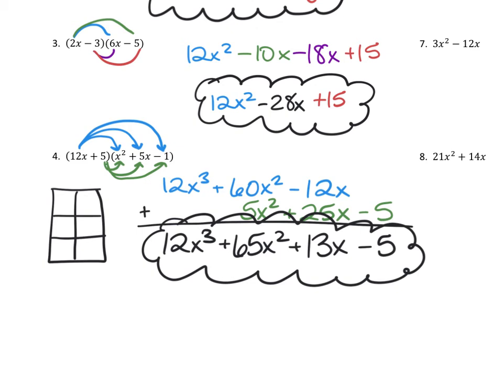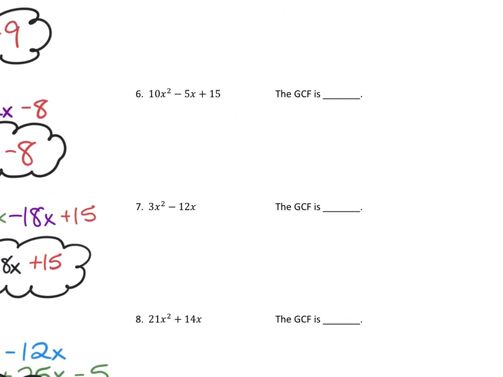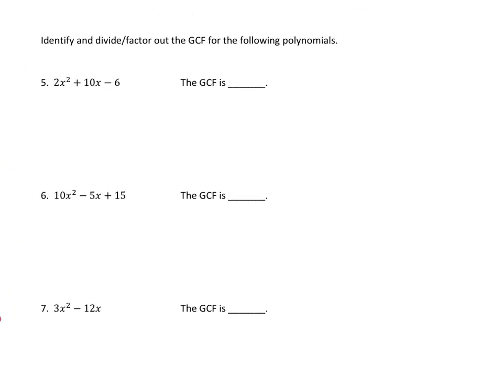All right, let's move on over to division. Now, again, don't overthink this. We're just going to identify and divide or factor out. Remember, factor out means divide in this case. The GCF, greatest common factor, for these polynomials.